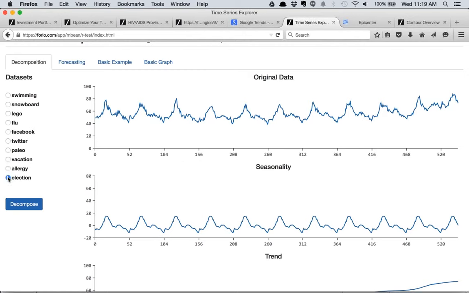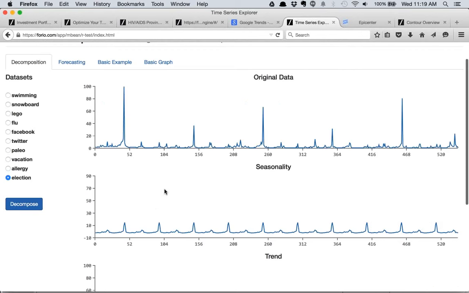And then, some interesting ones too, kind of like the swimming one I showed before. We have election as a term. And what you can see here, this is 2004. You have the presidential election being a peak. Then you have midterm elections as a smaller peak, presidential, midterm, presidential.